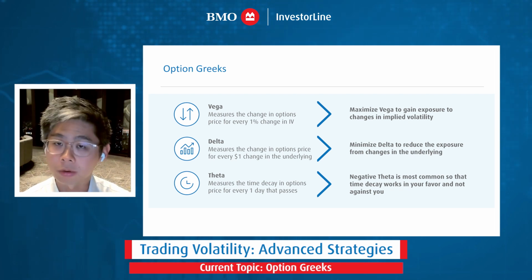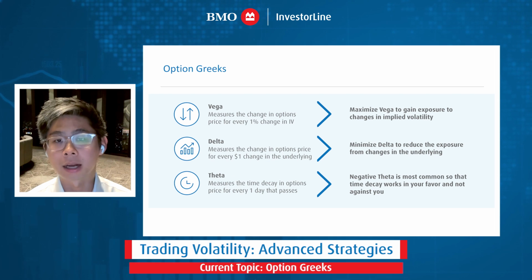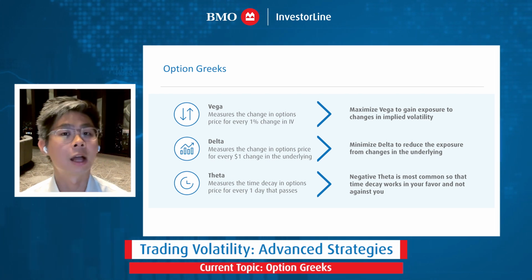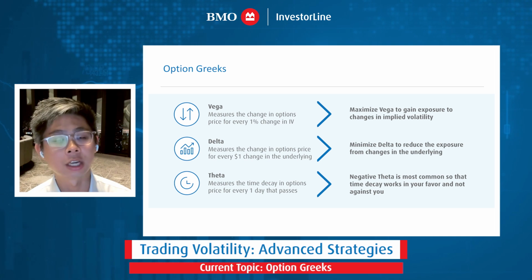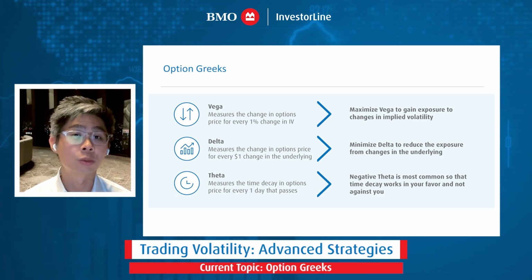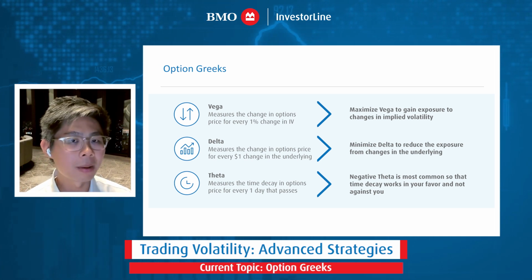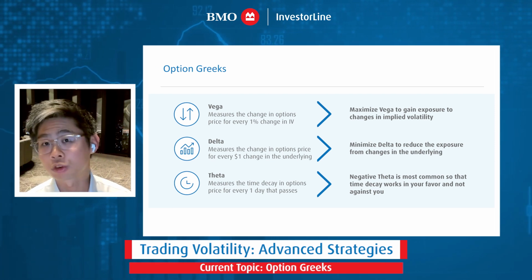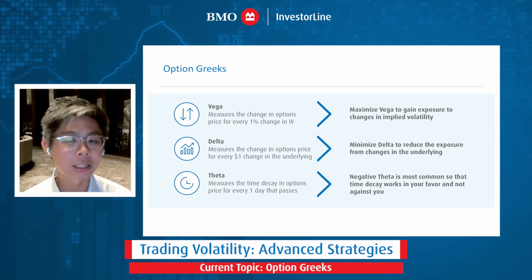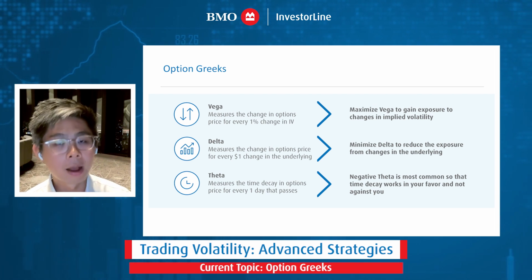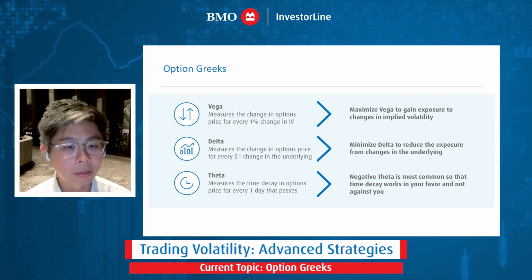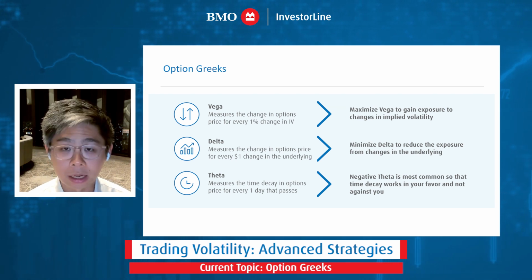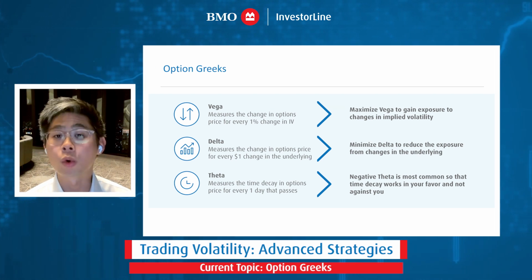Now, however, you can't just take an option strategy and have Vega exposure by itself. Every option strategy will have exposure to other things as well, changes in the underlying price, changes with time. So when we think about getting exposure to implied volatility, generally speaking, what we're trying to do is maximize our exposure to Vega, but at the same time, to some degree, minimize our exposure to delta and potentially have theta work in our favor.